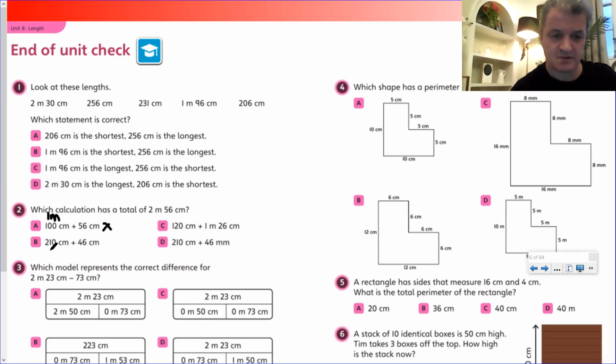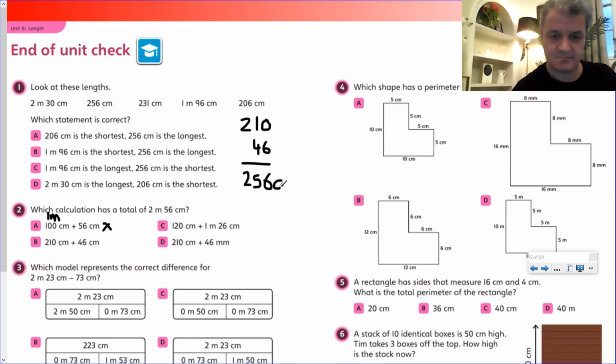Let's have a look at this question. 210 and 46. We can do column addition for this question. We can do 210 and 46. And I would get 256 centimeters.